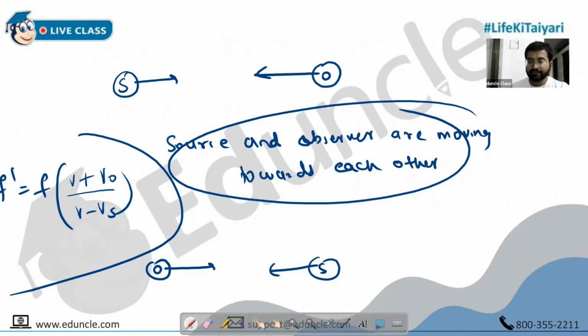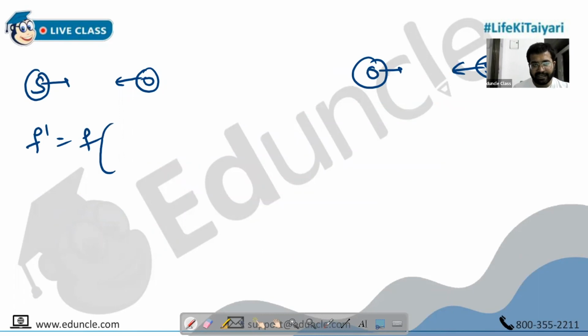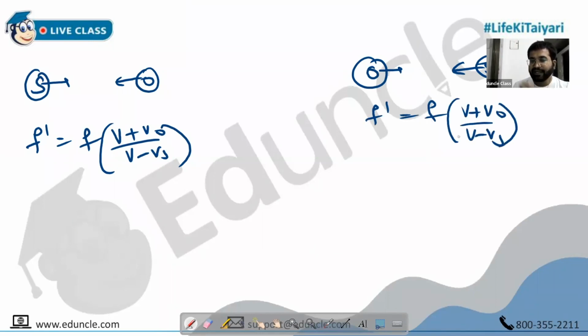They have mentioned away now. So for me, I always use this as reference. Then you write however you want. Okay. Sorry. So right now both are moving towards each other, and for towards we already know f dash is f into (v plus v naught) upon (v minus vs), and here also I will write f dash is f into (v plus v naught) upon (v minus vs). As far as both are moving towards each other, people, the formula doesn't change. It doesn't matter who is on left, who is on right.